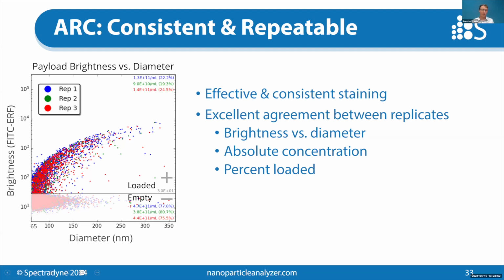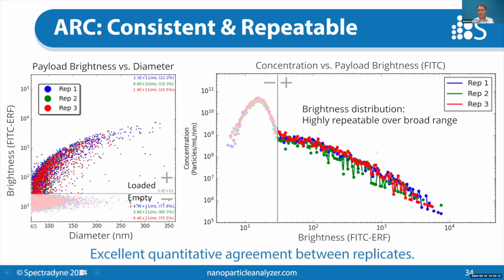This sample is really interesting, right? Because there's a very clear difference between empty and full here, right? You can tell at 200 nanometers, these particles are either full, right, or they're empty, and there's not a whole lot of gray area in between here, right? Not only do these sort of clouds overlap very well, but because our fluorescence is quantitative, right, we can look at how well the distribution of brightnesses of particles in these samples agree. Very highly repeatable over many orders of magnitude in both directions, right? Concentration versus brightness. We have excellent agreement between replicates.